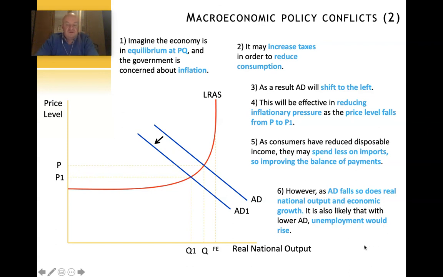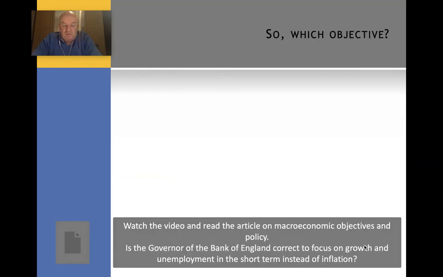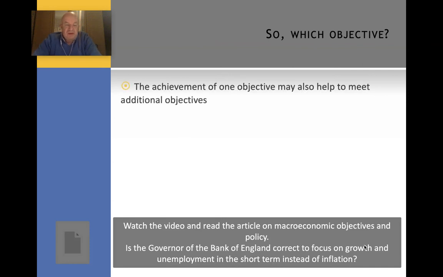So we're constantly looking at this issue around macroeconomic policies and supply side policies, having in some cases really good benefits and helping to achieve overall macroeconomic objectives, but in some cases they will also conflict with other macroeconomic objectives that the government might be trying to achieve. So which objective should we go for? Well, clearly in some cases one objective may also help to achieve additional objectives.